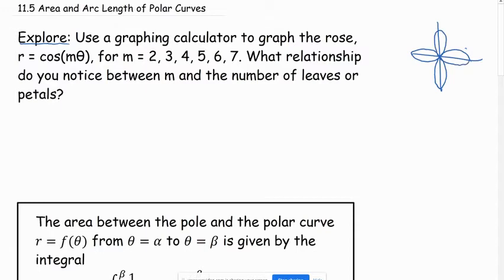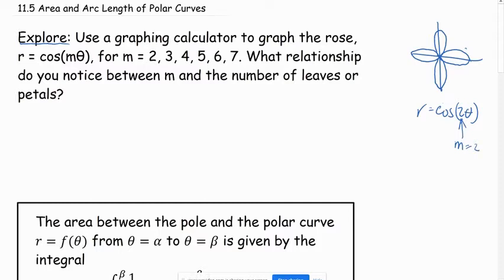And so that was when we graphed r equals cosine of 2 theta. That was that graph. And so when n was 2, or when m was 2, we got 4 petals.